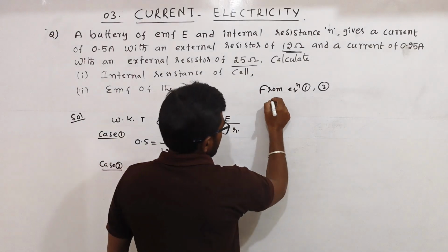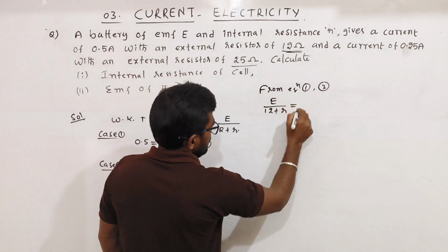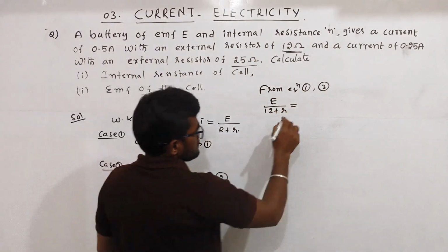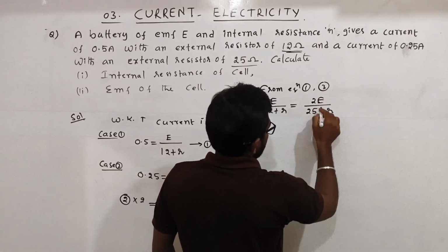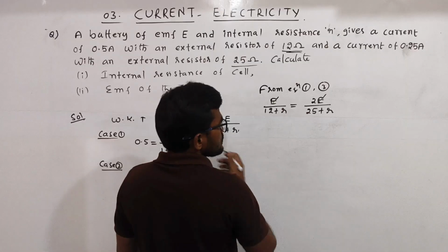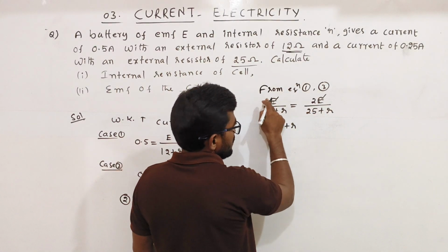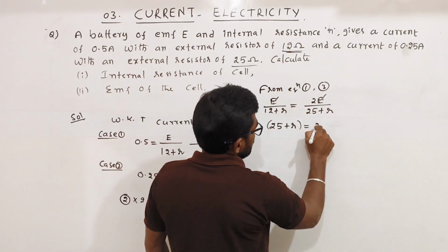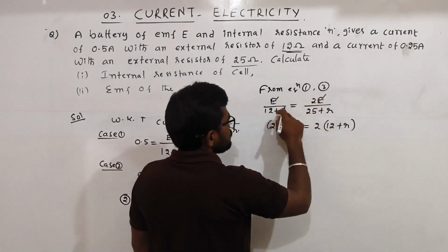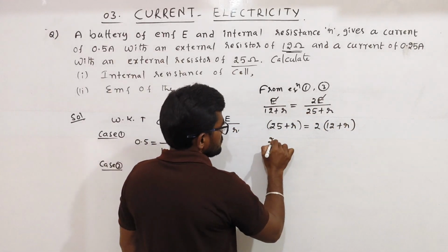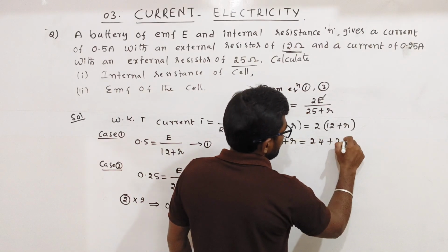That is E divided by 12 plus r is equal to 2E divided by 25 plus r. E will get cancelled. By cross multiplication, we get 1 into (25 plus r) is equal to 2 into (12 plus r). So this can be written as 25 plus r is equal to 24 plus 2r.